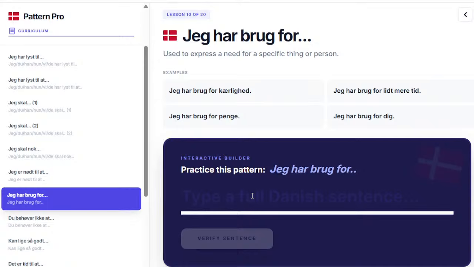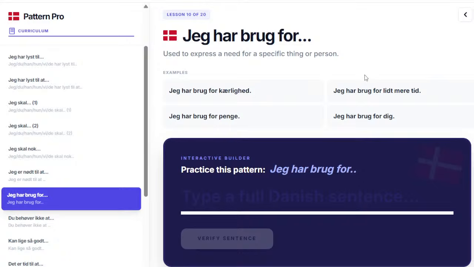Yes. Used to express a need for a specific thing or person. So jeg har brug for kærlighed. I need love. Jeg har brug for penge. I need money. Jeg har brug for lidt mere tid. I need a little more time. Jeg har brug for dig. I need you. So it's like that. It's very commonly used with the thing you need and not so much the action.